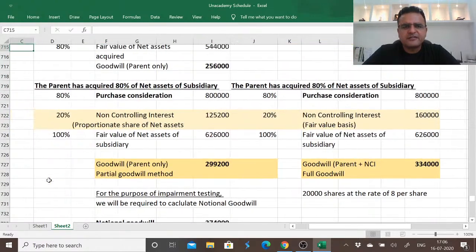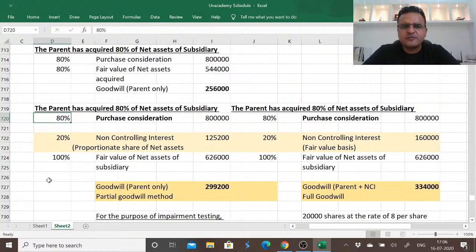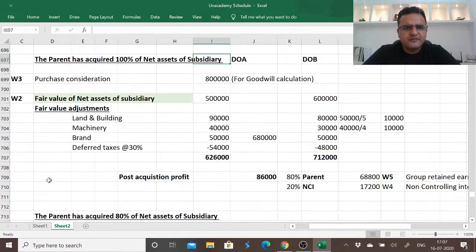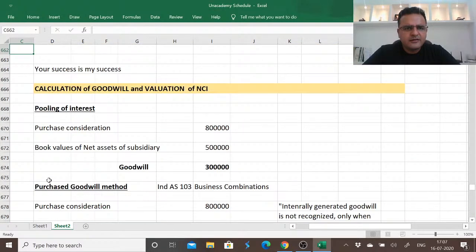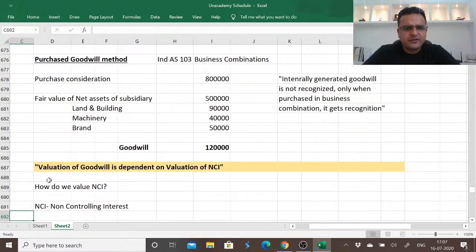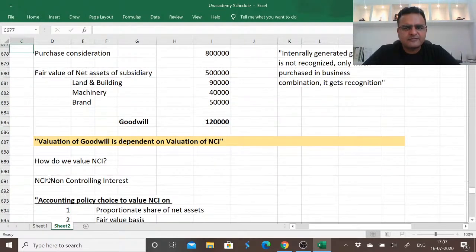So when we were acquiring this subsidiary, this purchase consideration was the investment in subsidiary. This 6,26,000 is the fair value of net assets. Fair value of net assets means it is representing working note number 2. That is actually net assets.